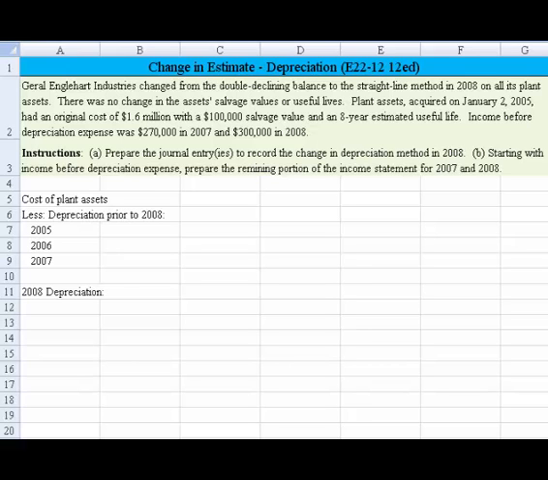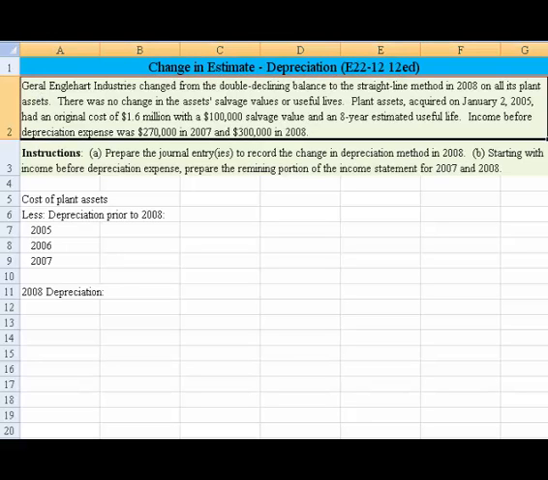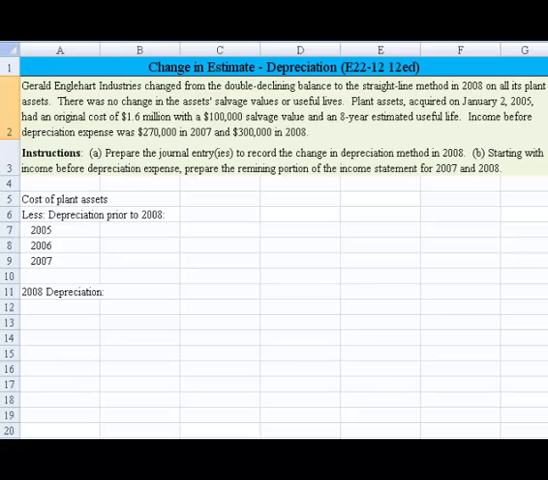Okay, let's look at this change in estimate caused by a change in depreciation problem. Gerald Engelhard Industries changed from the double declining balance to the straight line method in 2008 on all its plant assets. There was no change in the assets' salvage values or useful lives.